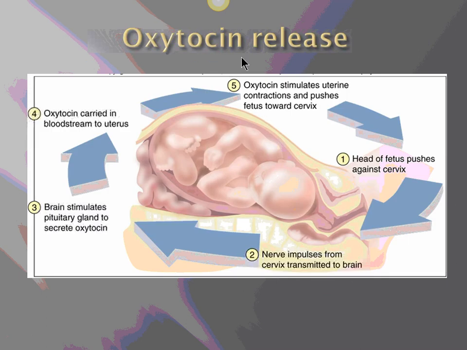So here you can see a positive feedback mechanism in oxytocin release. Most of the endocrine system uses negative feedback, but in the case of oxytocin, this is a positive feedback. What happens is that the head of the fetus during labor pushes against the cervix. Nerve impulses from here go to the brain. It stimulates the posterior pituitary to release the stored oxytocin, carried to the bloodstream. It stimulates uterine contraction, pushes the fetus down, which further causes the release. So the loop keeps going around. The same happens during lactation also.